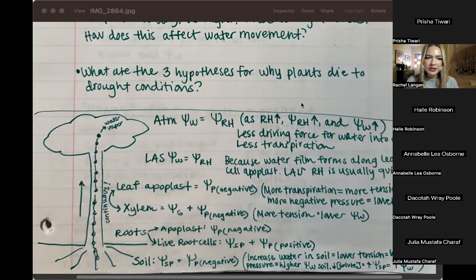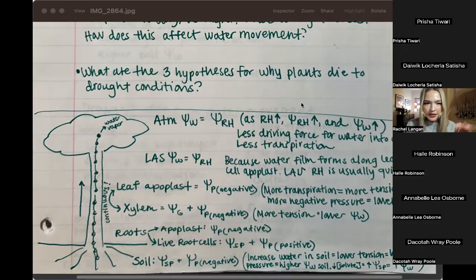Positive pressure is not so relevant when you're thinking about water movement. It becomes relevant when we think about guard cells, because when guard cells increase their turgor pressure, increase their positive pressure, that's what causes them to open the stomate. So roots are the only things that have positive pressure potential? Roots are the only things in this diagram that have positive pressure, but really any live cells in the plant have positive pressure. Okay, thank you. You're welcome.